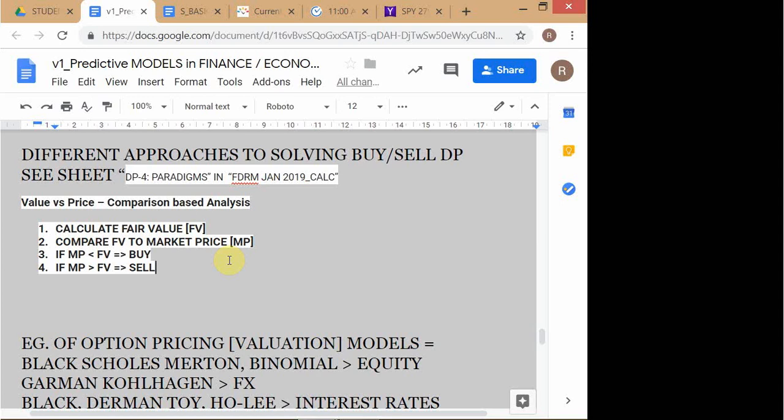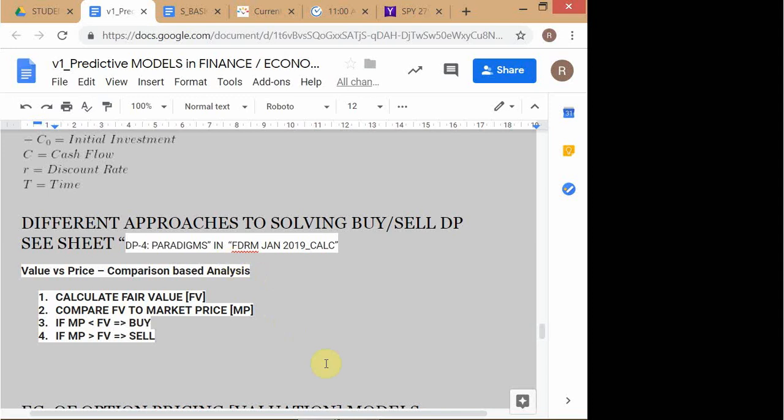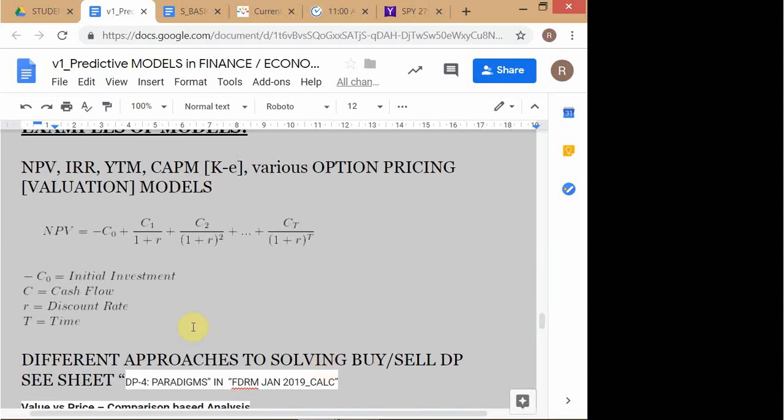So if we go back to the NPV equation, if market price is less than fair value, what is the market price here? C0, and this is the fair value. So if market price is less than fair value, we just ignore the signs, essentially the absolute values of these two, then what will happen? NPV will be positive. If market price is less than fair value, NPV will be positive. So when NPV is positive in your NPV project analysis framework, what would you do? You would accept the project.